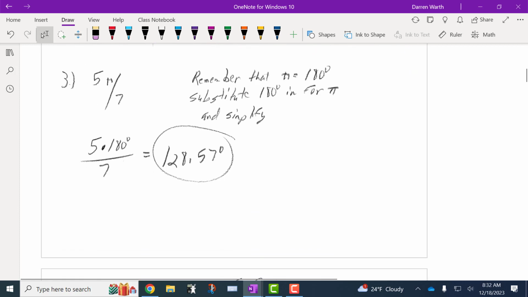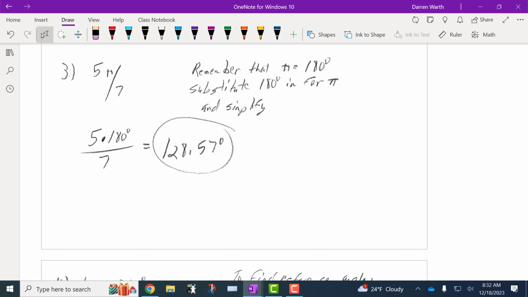Okay, on this next problem, number 3. Number 3 says, express the angle in degree measure. And they're going to give you this angle right here that is in radian measure. And then you just have to remember that pi equals 180. Substitute 180 degrees in for pi and simplify. So this pi I'm going to replace with 180. I'm going to simplify that down.